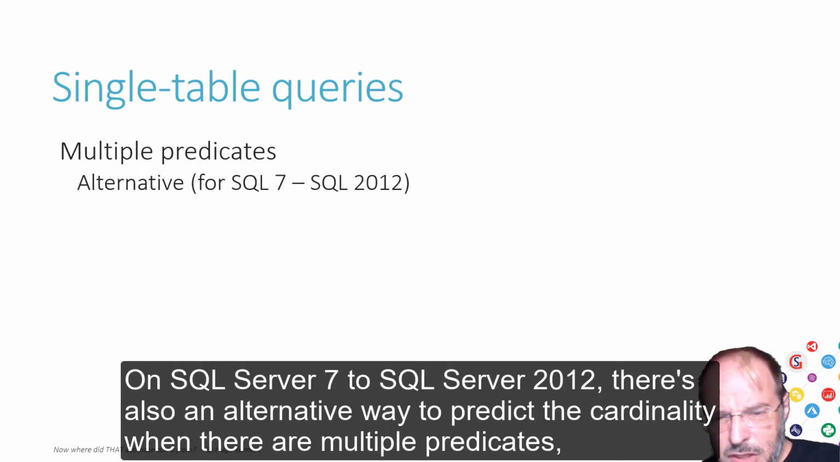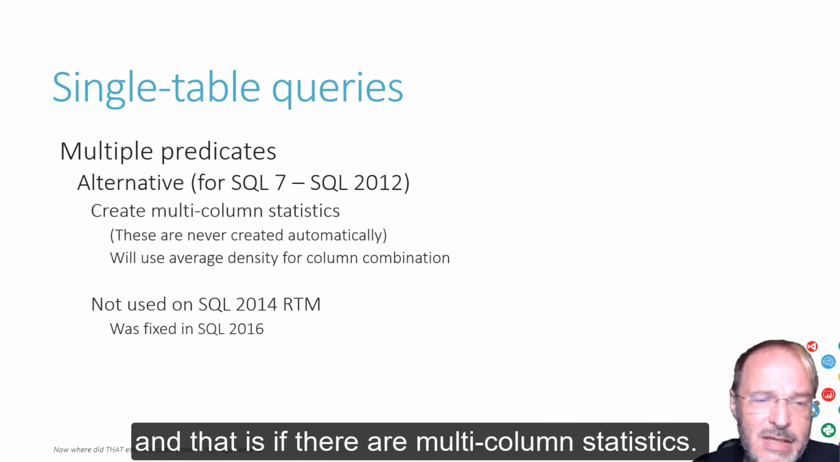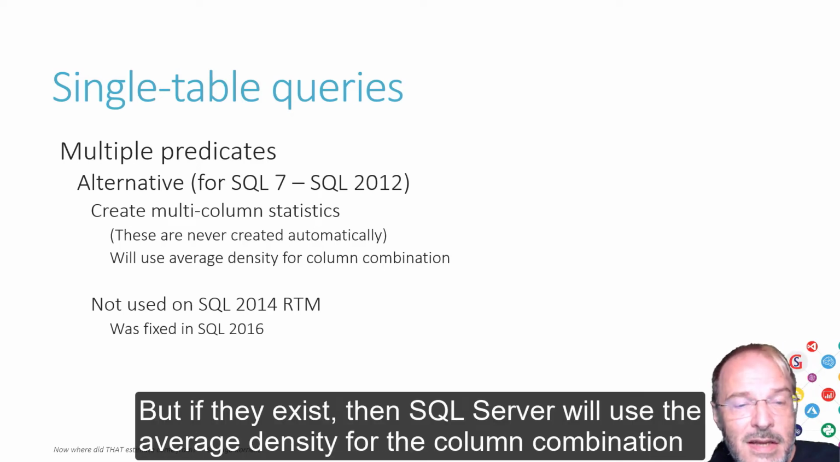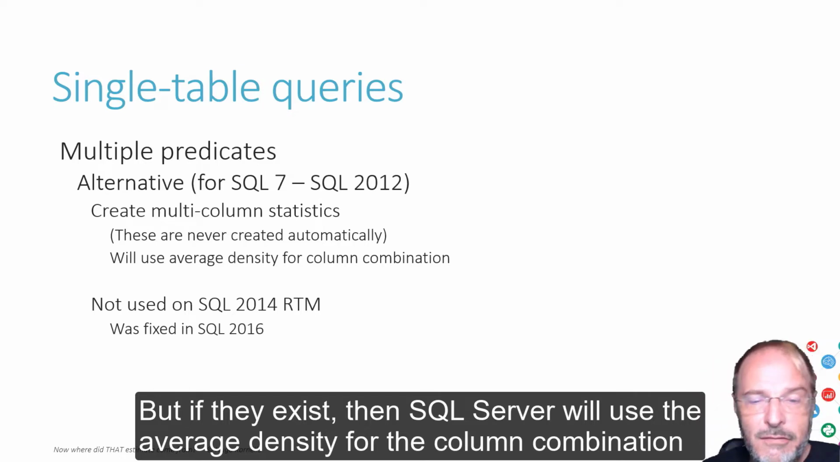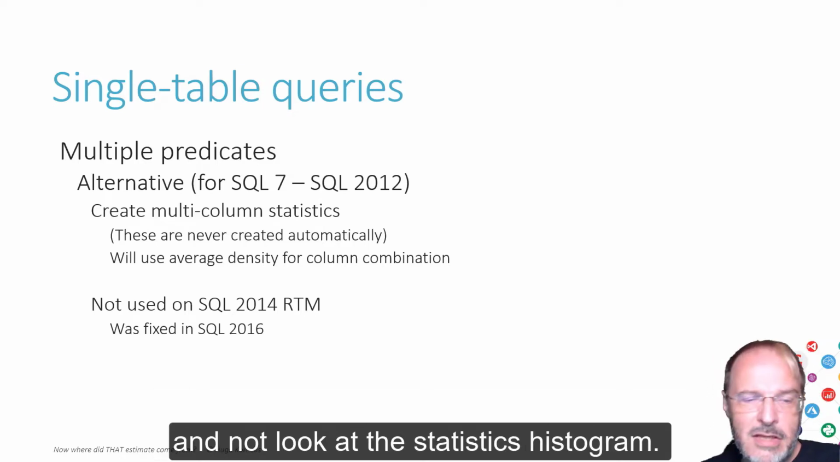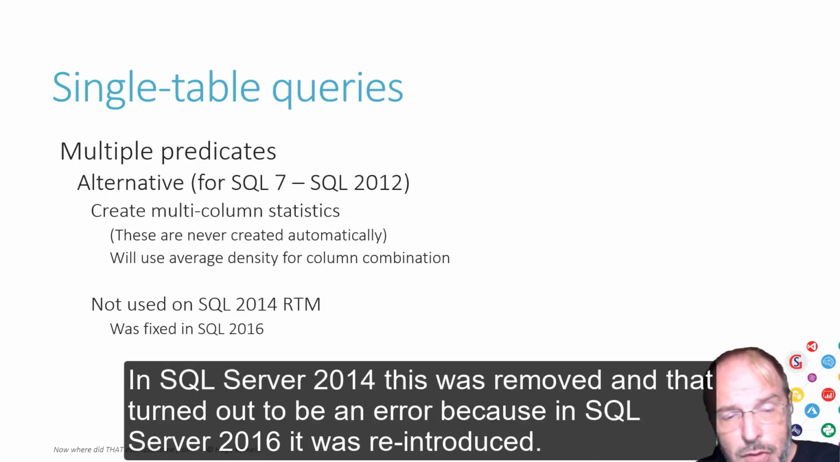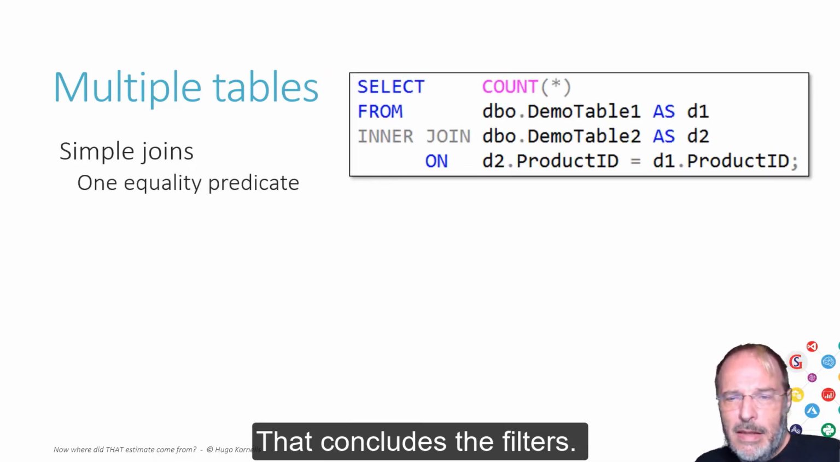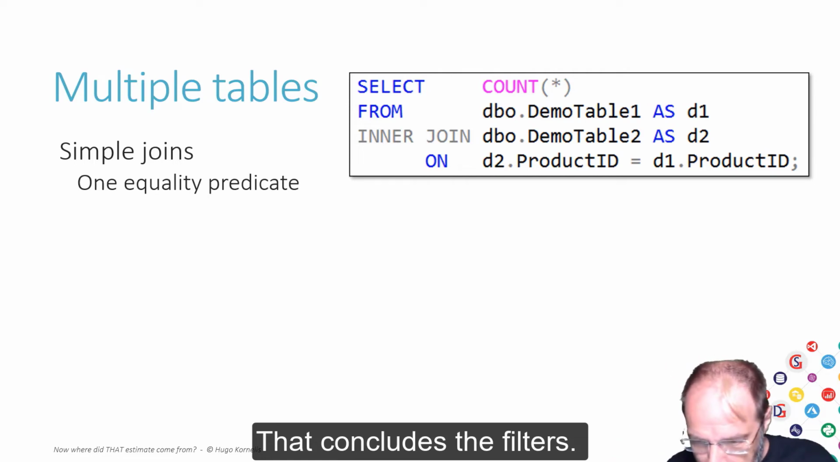On SQL Server 7 to SQL Server 2012, there's also an alternative way to predict the cardinality when there are multiple predicates. And that is if there are multi-column statistics. They are never created automatically. You have to create them manually. But if they exist, then SQL Server will use the average density for the column combination and not look at the statistics histogram. In SQL Server 2014 this was removed, and that turned out to be an error because in SQL Server 2016 it was reintroduced. So that concludes the filters.